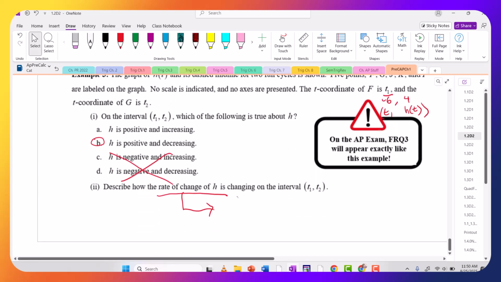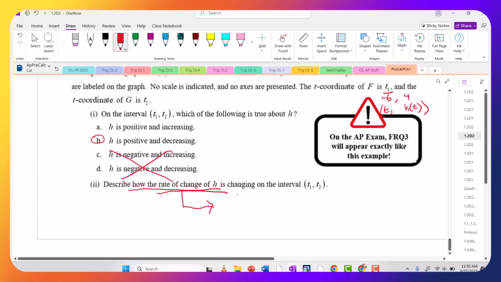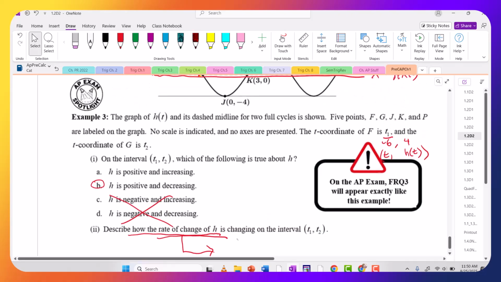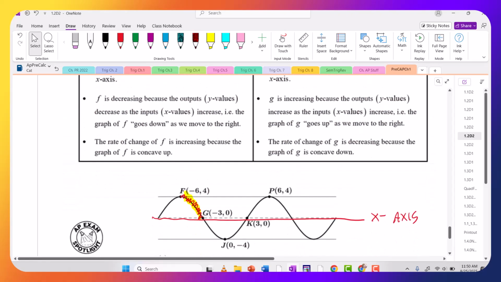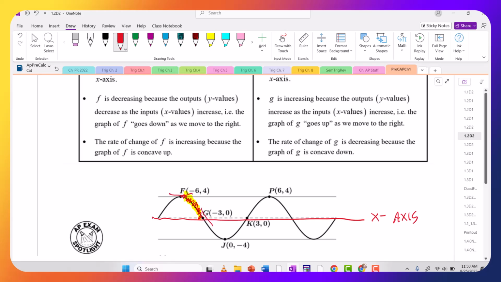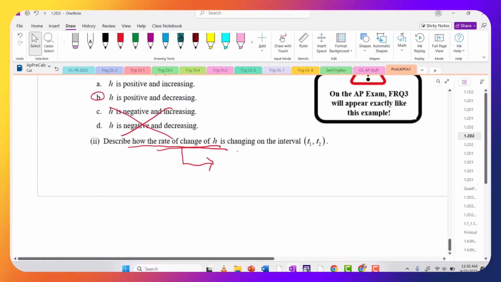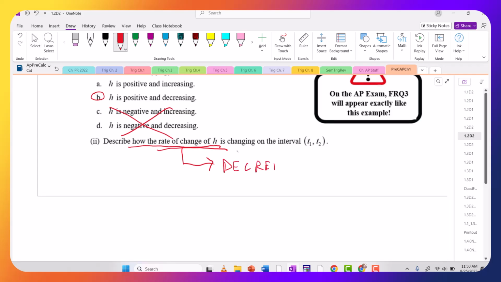Okay, now they ask, describe how the rate of change is changing. That's the slopes of the tangent lines. What are the slopes of the tangent lines doing from here to here? Are they going up or down? This is 0 and this is negative. So what does that mean the slopes are doing? They're going down, so they are decreasing. So that is a different thing. The slopes of the tangent lines are decreasing, so the rates of change are decreasing, not the y's, the rates of change, which are the slopes of the tangent lines.